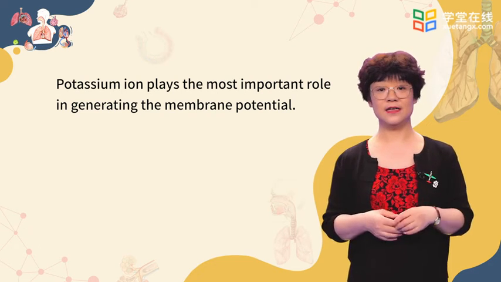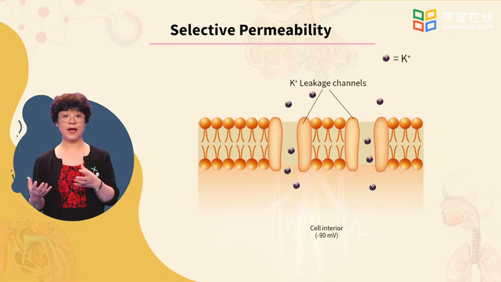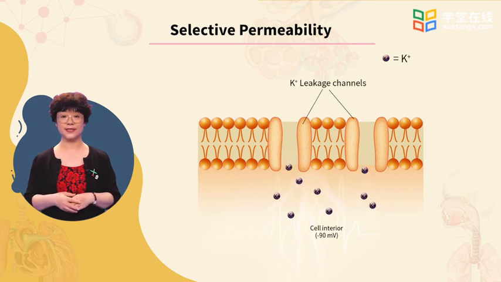Now let's consider the differential permeability of the membrane to various ions. At rest, the membrane is impermeable to the large anionic cytoplasmic proteins, very slightly permeable to sodium ions, but highly permeable to potassium. The cell membrane has abundant leakage channels. Potassium ions flow down their large concentration gradient very easily.